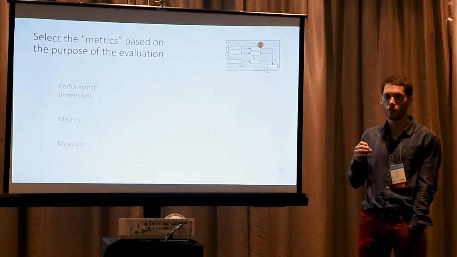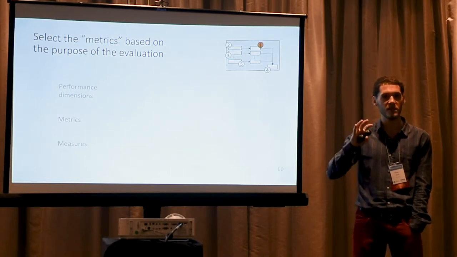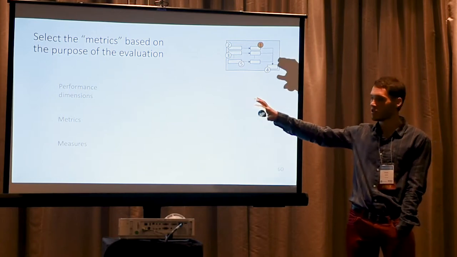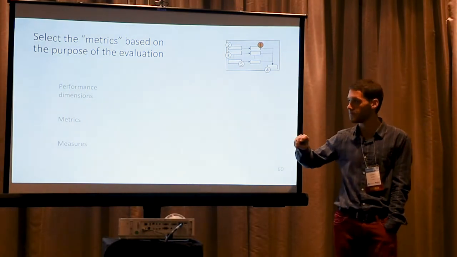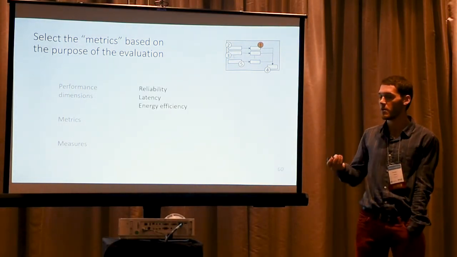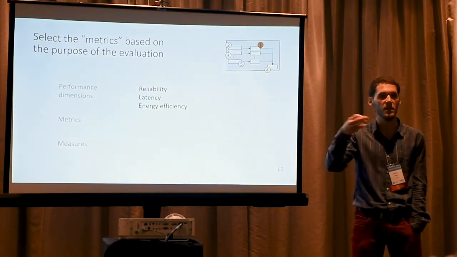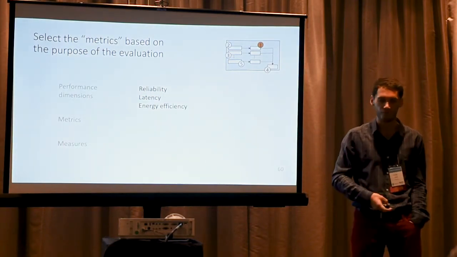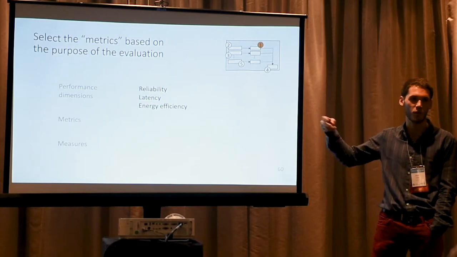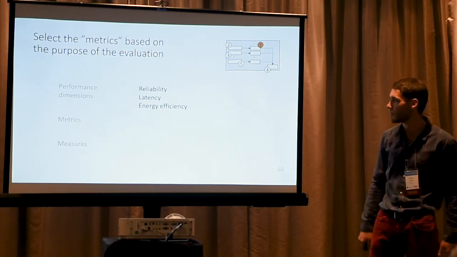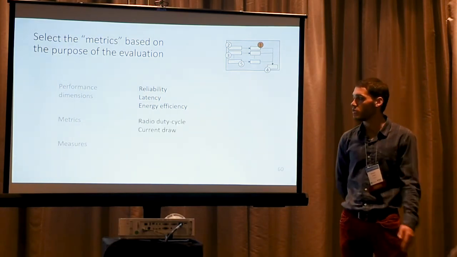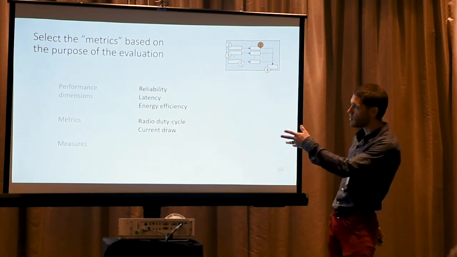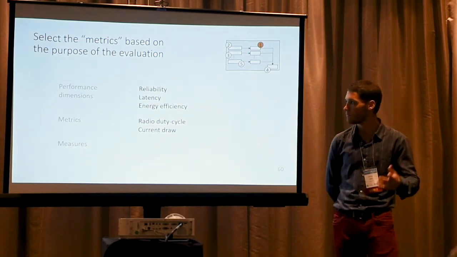I find it useful to think about this question by distinguishing the performance dimensions, the metrics, and what I call the measures. What are those? The performance dimensions are essentially reliability, latency, energy consumption, and so on. Maybe others, but those are the typical three we're interested in in networking. Now, to investigate those dimensions, you have different metrics you can use, okay?